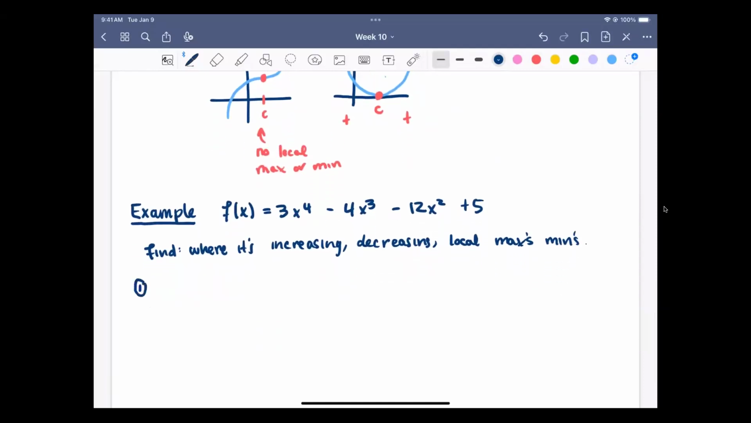So step 1, we'll find f prime of x. Okay, so this is just taking the derivative of a polynomial. So we get 12x cubed minus 12x squared minus 24x.